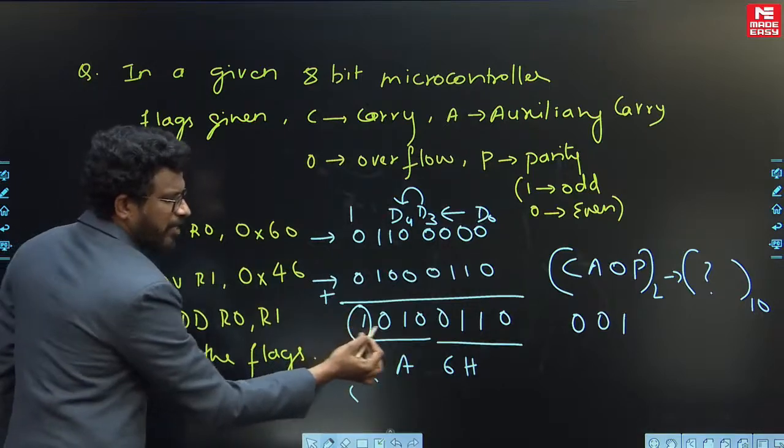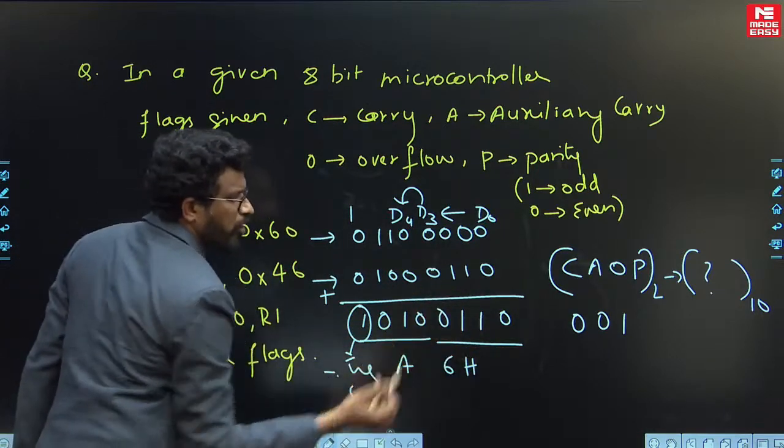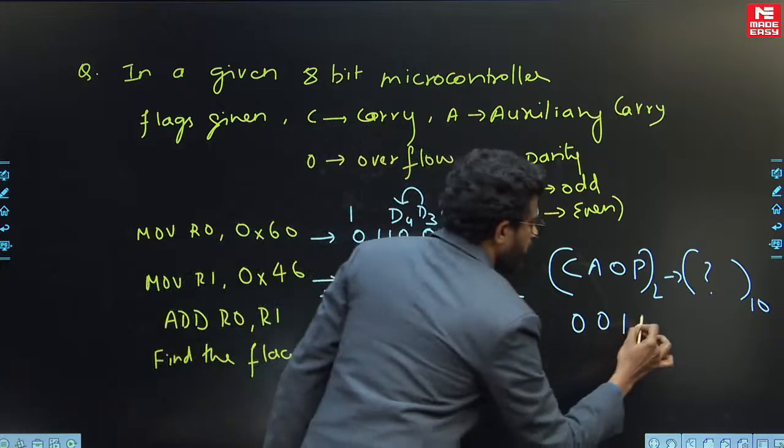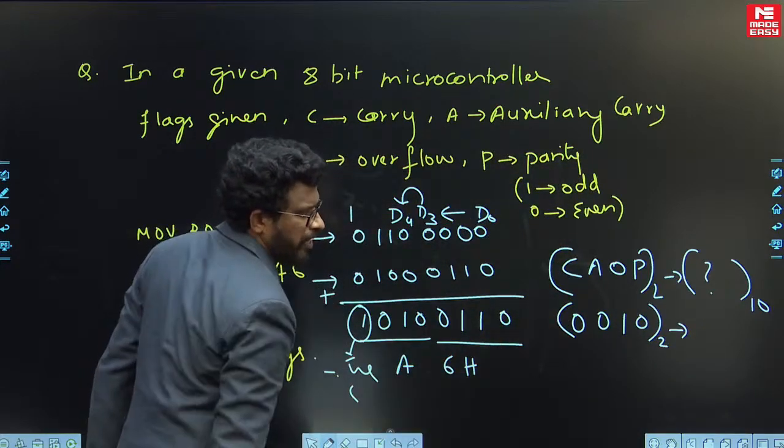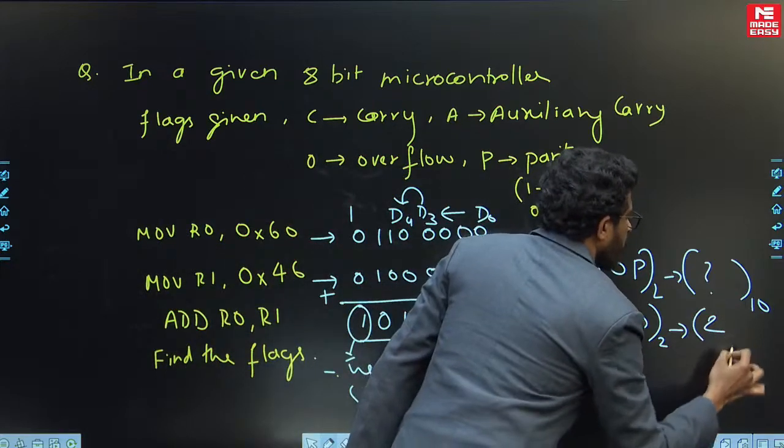Parity. How many binary ones are there in the answer? 1, 2, 3, 4. Even. Even means parity is 0. Therefore, this is the binary pattern of the flags, and he's asking what is the equivalent decimal value. Very simple, it is 2. It is 2 in the decimal value.